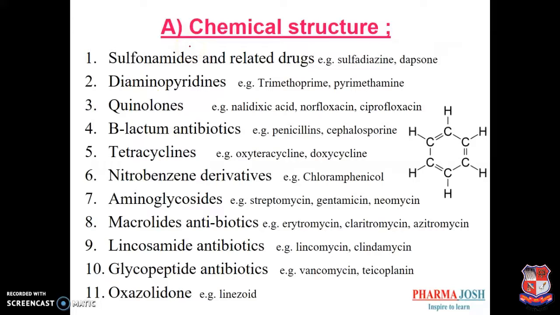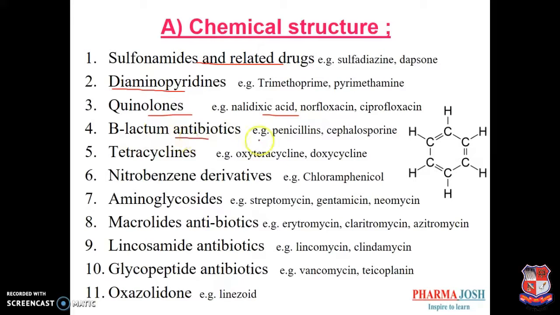First, the classification based on chemical structure. According to chemical structure, the antimicrobial agents are classified into: first, sulfonamides and related drugs. Examples are sulfadiazine and dapsone. There are many other examples, which we will discuss specifically in the sulfonamide chapters. Second variety is diaminopyrimidines. Examples: trimethoprim and pyrimethamine. Quinolones. Examples are nalidixic acid, norfloxacin, ciprofloxacin.